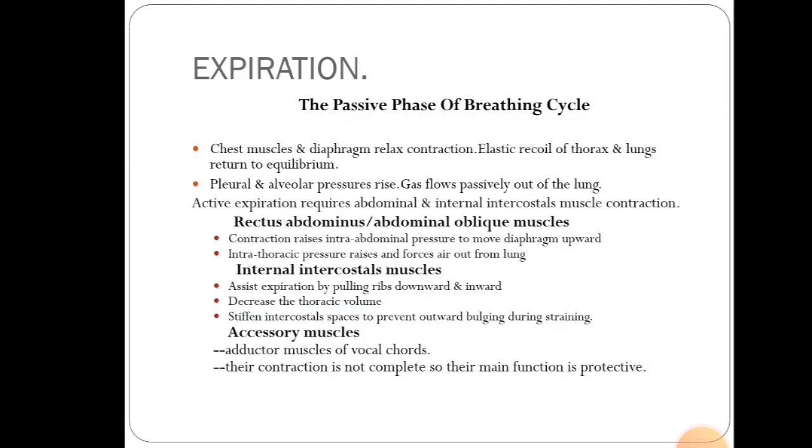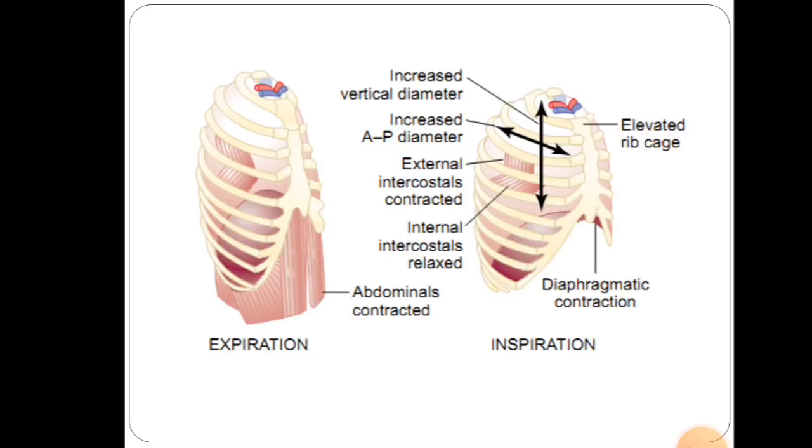Expiration is the passive phase of the breathing cycle, and in this phase the chest and diaphragm relax. Then there is elastic recoil of the thorax, and the lungs return to equilibrium. Active expiration requires abdominal and internal intercostal muscle contraction: rectus abdominis, abdominal oblique muscles, internal intercostals, and accessory muscles like the adductor muscles of the vocal cord, but their contraction is not complete. The main function is basically protective. So in this way, inspiration and expiration usually occur.